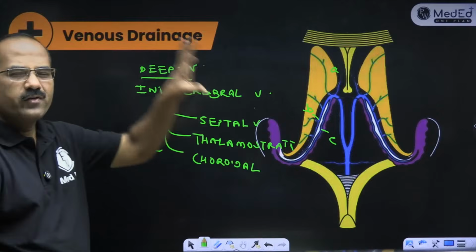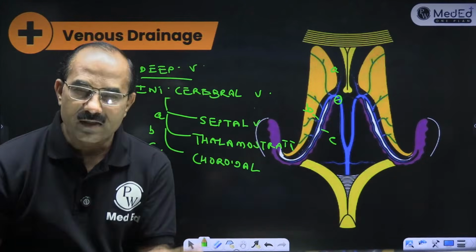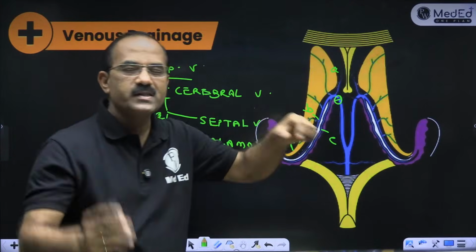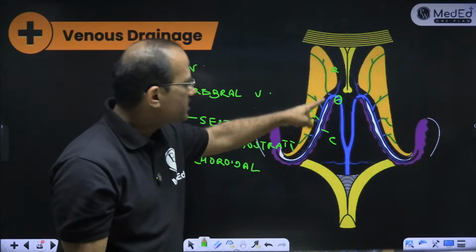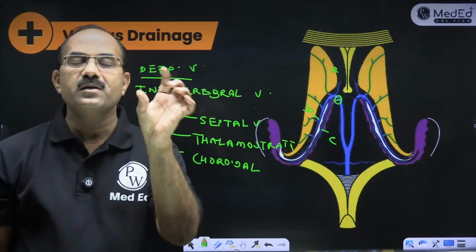Okay, in the deep veins there is only one: the internal cerebral vein. This internal cerebral vein is formed by the joining of three veins. One is the septal vein, which comes from the septum pellucidum. Second is the thalamostriate, and third is the choroidal vein. Three veins join to form the internal cerebral vein.